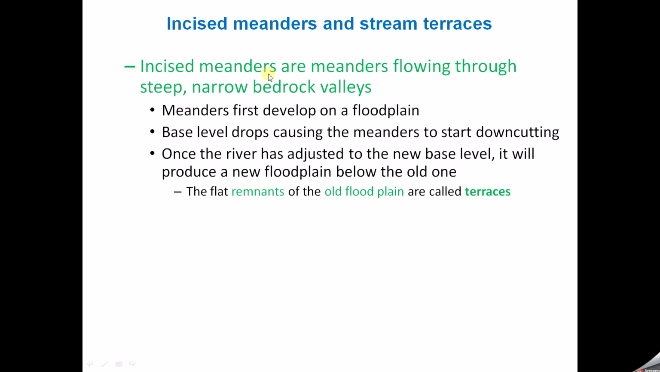Another interesting subject: incised meanders and stream terraces. Incised meanders are meanders flowing through steep, narrow bedrock valleys. We said meanders are supposed to flow through wide valleys with floodplains, but if you find meandering streams flowing through steep, narrow bedrock valleys, there's something wrong. That means meanders first developed in a floodplain, then base level dropped, causing the meanders to start downcutting. Once the river has adjusted to the new base level, it will produce a new floodplain below the old one. The flat remnants of the old floodplain are called terraces.